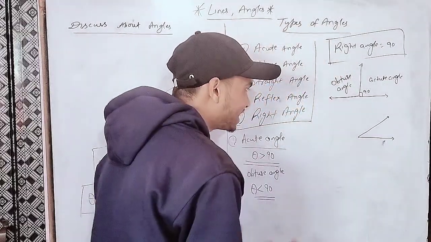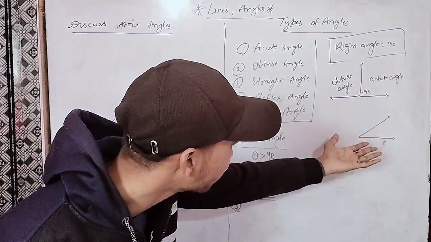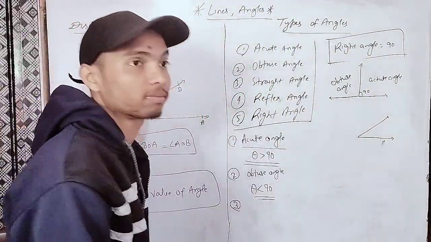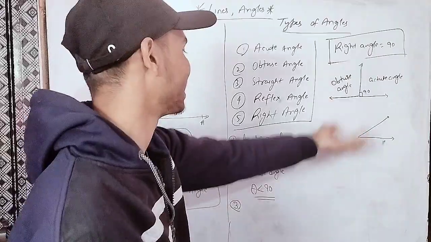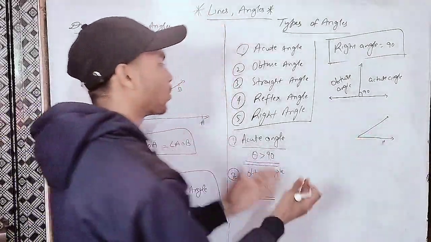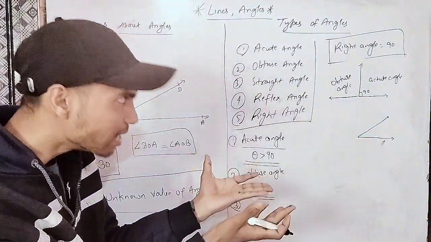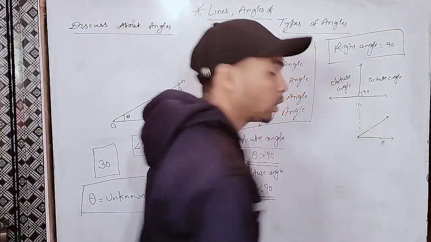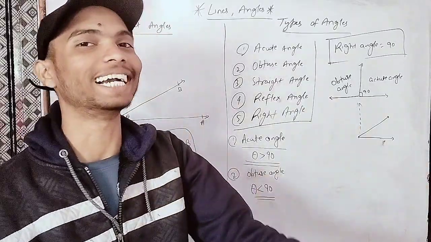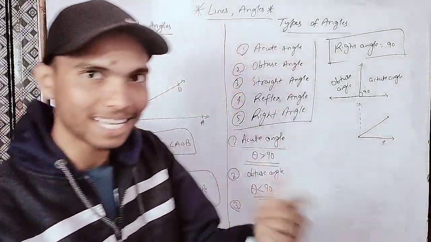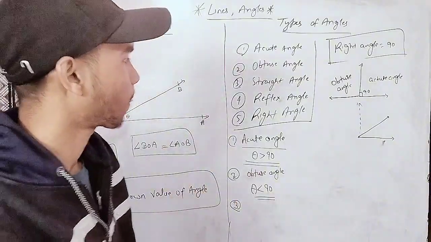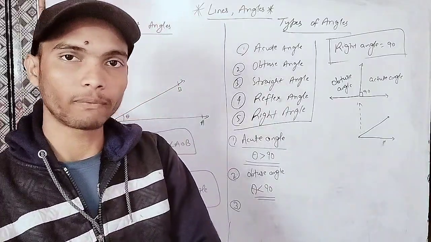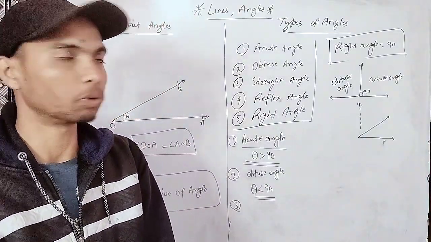Can you tell me which type of line is this one? Of course, you would say this is acute angle, because the rotation of our angle is less than the value of 90 degree. So of course this is less rotation than right angle. That's why it is said we have angle which is acute angle. Clear?